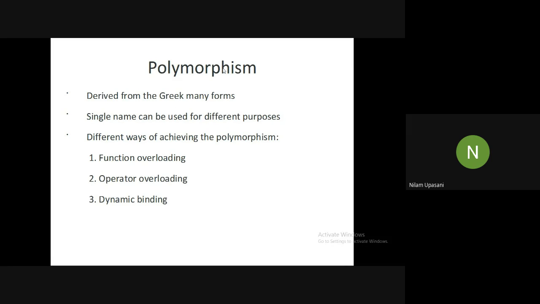So it is polymorphism. It is derived from Greek language, and the meaning is many forms. A single name can be used for different purposes. Different ways of achieving polymorphism are function overloading and operator overloading, and these two are static binding or compile time binding, and the third one is dynamic binding. So one by one we need to discuss all these three types of polymorphism.